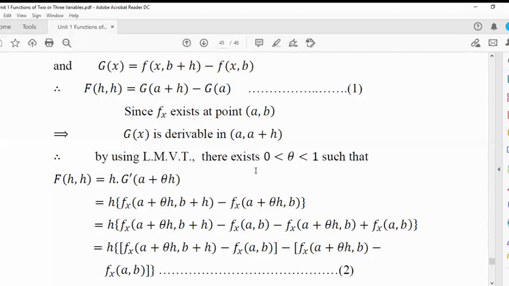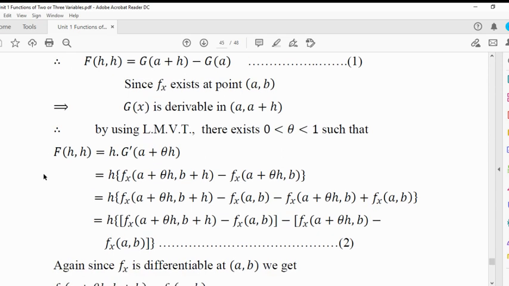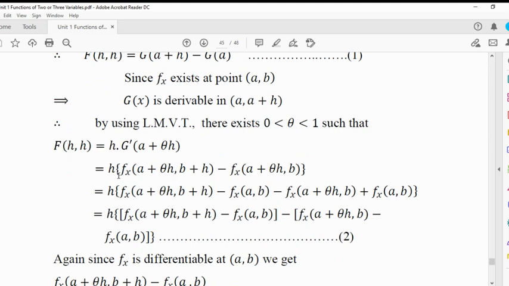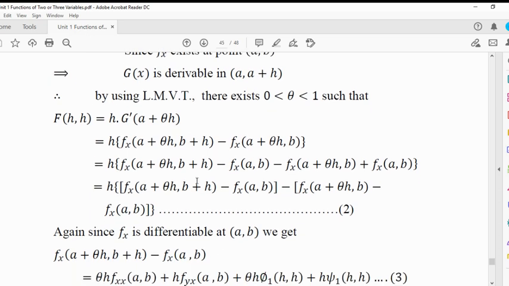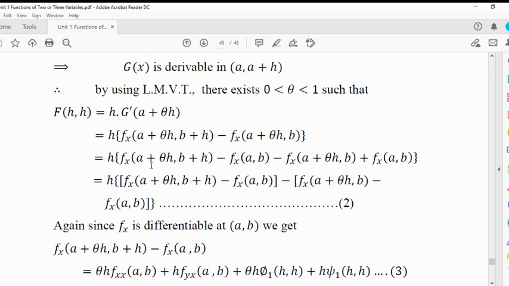So by using Lagrange's mean value theorem, there exists theta such that 0 less than theta less than 1, such that f of (h, h) is equal to h into g dash of (a plus theta h). What is g dash of x? It is h into [fx of (a plus theta h, b plus h) minus fx of (a plus theta h, b)]. Here we can add and subtract fx of (a, b): subtract fx(a, b) and add fx(a, b).